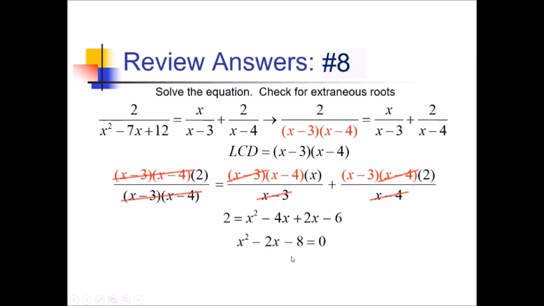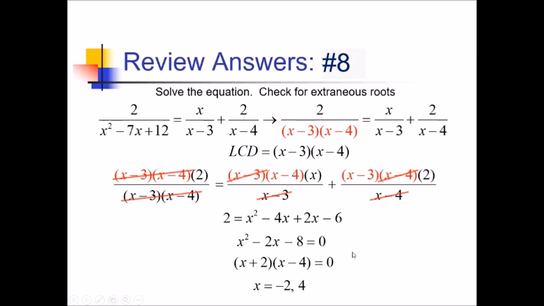And as I suspected, this does look very factorable. I just need numbers that multiply to negative 8 and add up to negative 2. So positive 2 and negative 4 will do the job. We've got x plus 2 and x minus 4. Setting both of those equal to 0 and zeroing them out, I have x equals negative 2 and positive 4.